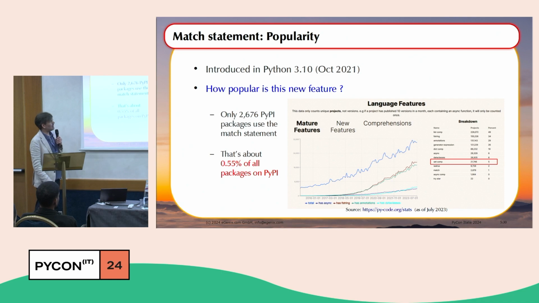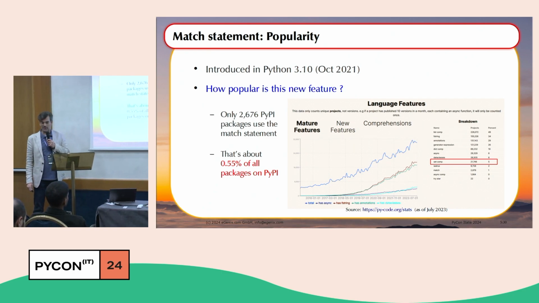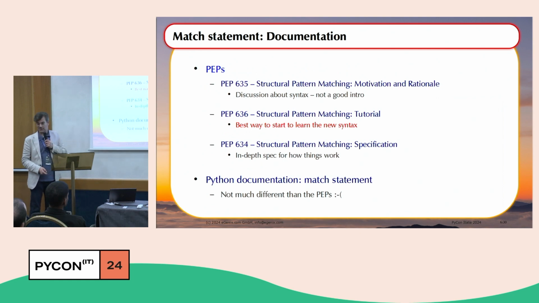And it turns out that in July last year, there were only about 0.5% of all packages on PyPI using the match statement. And given that it's been around for 3 years, at the time of those statistics, it was almost 2 years. So it's not really used a lot. And every time I do a poll about these things, you don't see a lot of hands go up. So I think we need to have more of these talks.